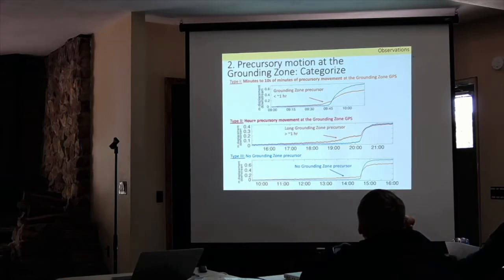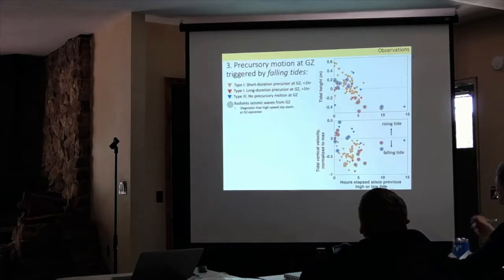And so what I do, I have 75 slip events in this data set, and I categorize them based on whether they have a short duration little precursor, so that one's like 7 minutes long. This one is like an hour and a half long, maybe, and sometimes there's none at all. So I categorize each slip event by how long the precursor is and whether it exists. And then I plot the timing of all of the slip events as a function of the salient features of the tides at that GPS by the grounding zone epicenter. And so we have tidal height, so amplitude, the vertical velocity, and hours since the previous high or low tide. So that's hours since the previous inflection point.